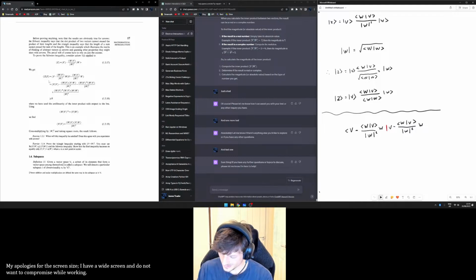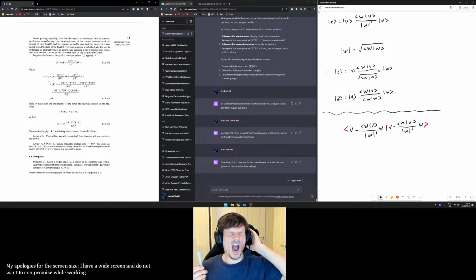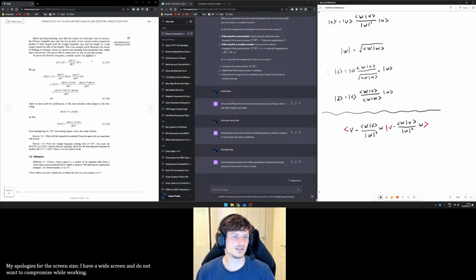So let's actually replace these with red. That is an interesting inner product, right. Now why would we want to do that? It says this is an example which illustrates the merits of thinking of abstract vectors as arrows and guessing what properties they might share with arrows. The proof will of course have to rely on just the axioms. To prove the Schwarz inequality, consider axiom 1i applied to that. Consider axiom 1i.